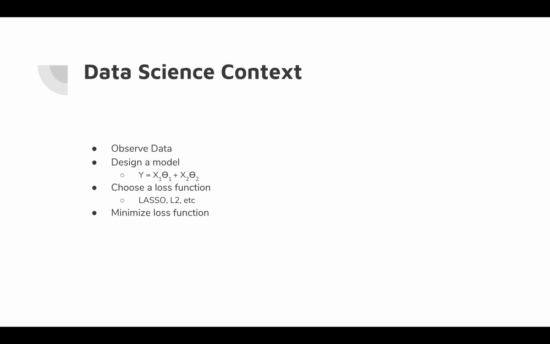So why is this important for data science? Well, remember, in data science and machine learning, you're really concerned about making predictions, designing models to predict something, right? So the flow kind of goes like this. You observe some data, design a model, say y equals x1 theta 1 plus x2 theta 2. You choose a loss function. We've seen many in class already, lasso, L2, etc. And your loss function, remember, is basically what tells you how good your model is, right?